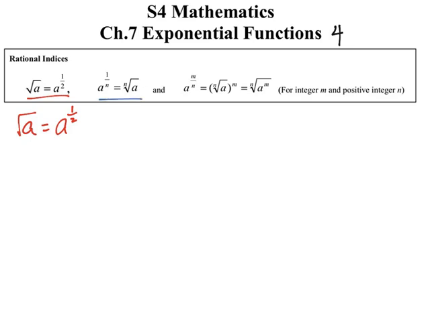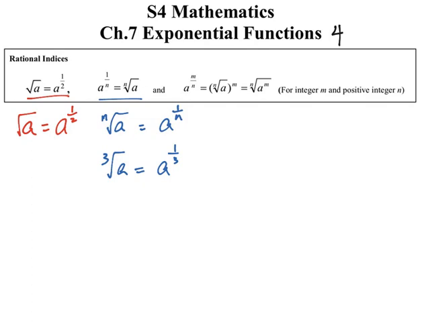The second one, if the index is outside the square root, like this, nth root of a, it becomes a to the power 1 over n. For example, cube root a, actually it is a to the power 1 over 3.